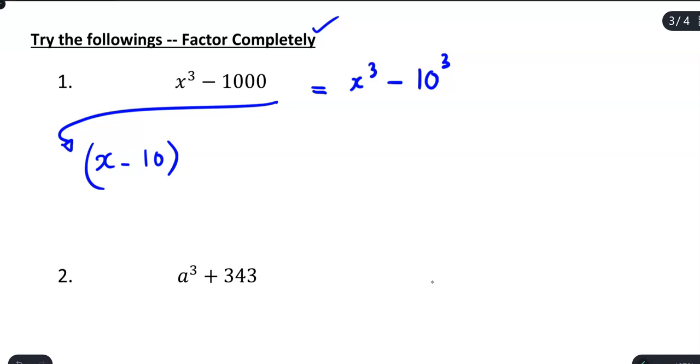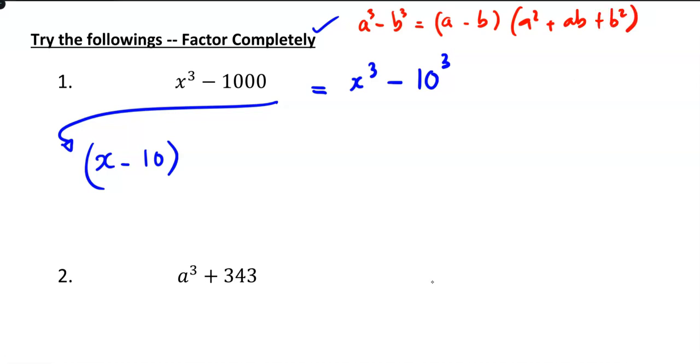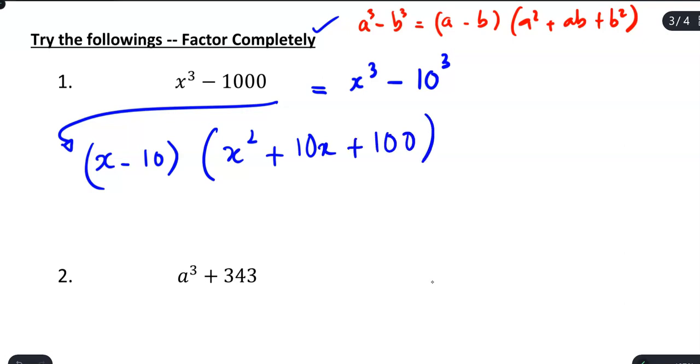If you want me to remind you of the formula, it could be like this: a minus b, a squared plus ab plus b squared. So then I should have x minus 10 multiplied by x squared plus 10x plus 100. Okay, 10 squared is 100. So this is simple.